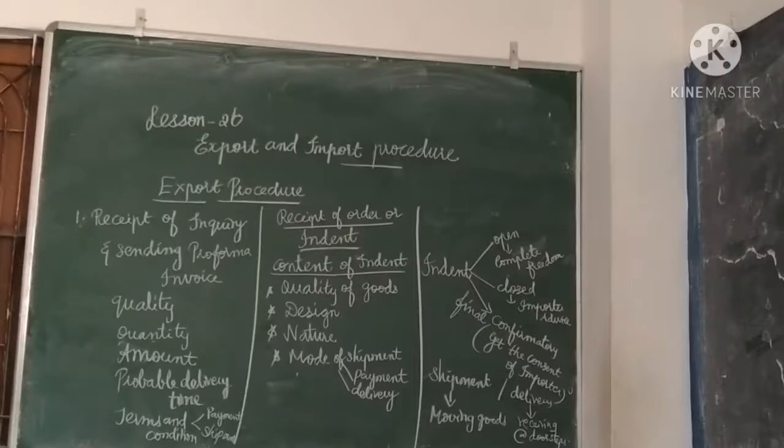So it contains the goods ordered, price to be paid, delivery terms, packing conditions and marking details and every delivery instruction. Everything will be given in the indent. So on seeing the indent, we can see the quality of goods, design, nature, everything, and we can identify it.